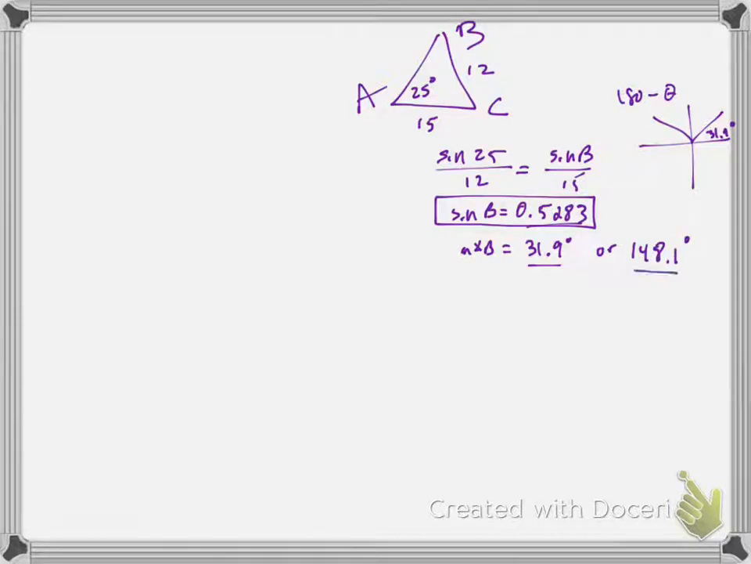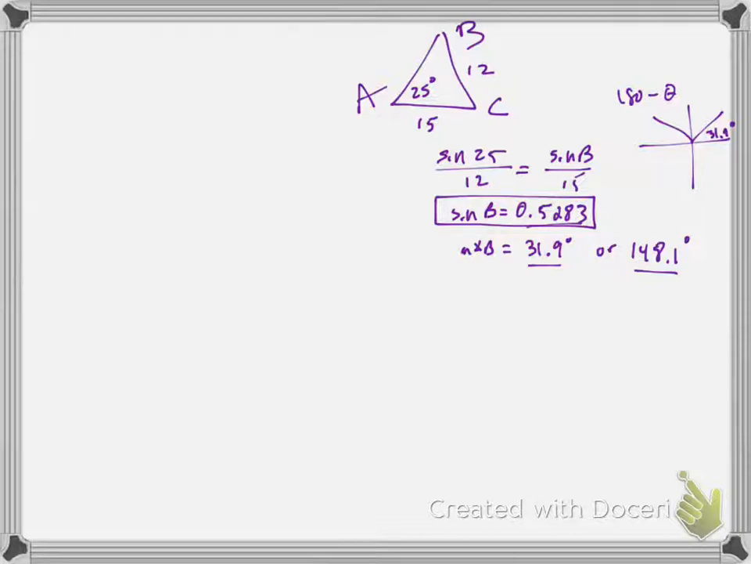Both of these angles are potential angle measures in a triangle. There's nothing wrong with having those two angle measures in a triangle. So which angle are we supposed to use? And the answer to that question is we don't know. Now, how can we not know?